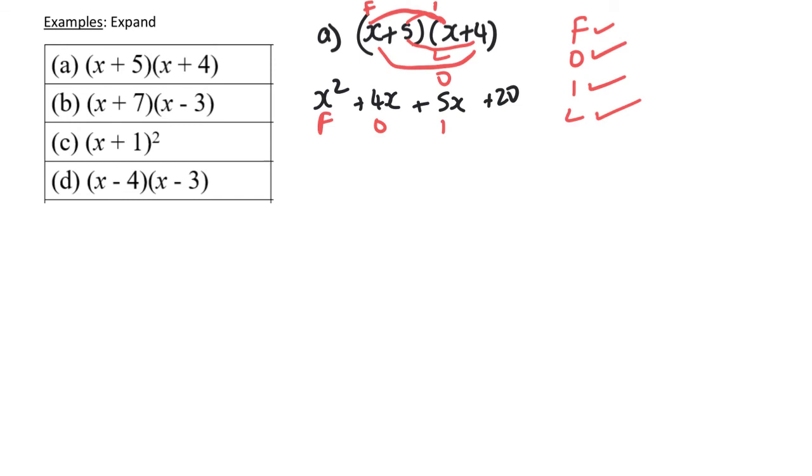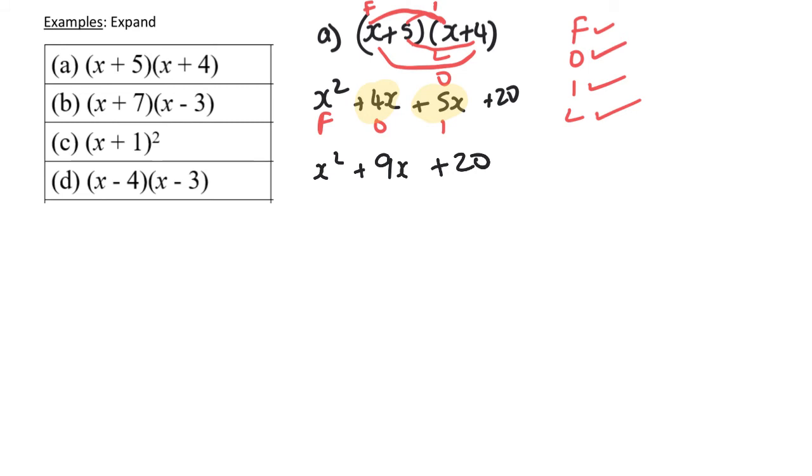Remember, we're multiplying each time. So the common mistake people will do is they'll do 5 plus 4 instead of multiplied by. Then we can look for terms that are similar. And we can see we've got a 4x and a 5x. That'll give us 9x. So the whole thing simplifies to x squared plus 9x plus 20. So that was the FOIL method.